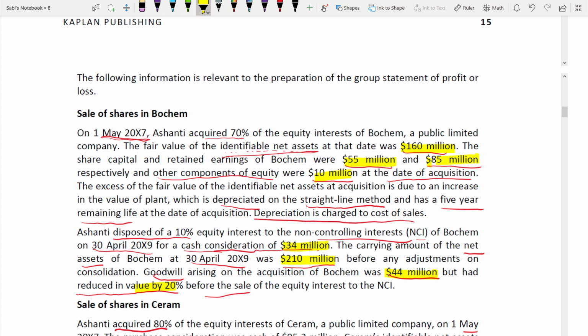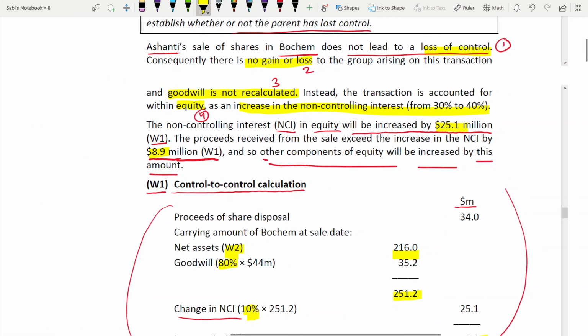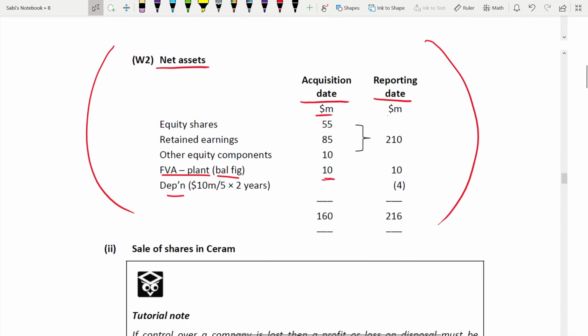Okay, so that's why you're not taking everything. Okay, so you're not adding the three. The arrow they are showing is that if you add the 3, it should add up to 210. They have already given the figure, so it's 210. Next, this 10 is not taken there. That's why the same fair value of plant on the reporting date will also be there, that 10, as you have taken on the acquisition date. Okay, this will be the same.